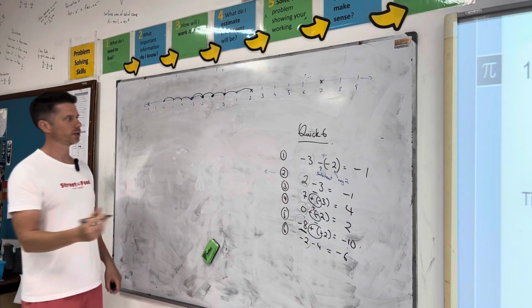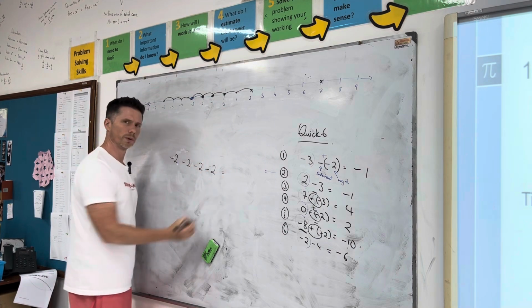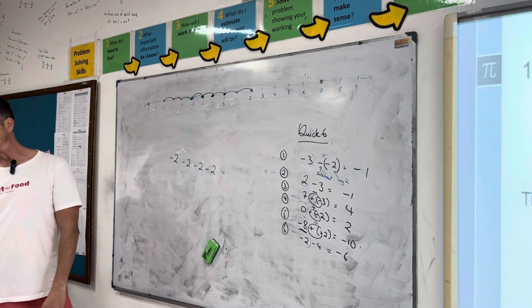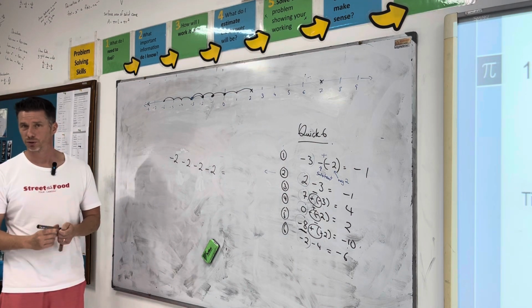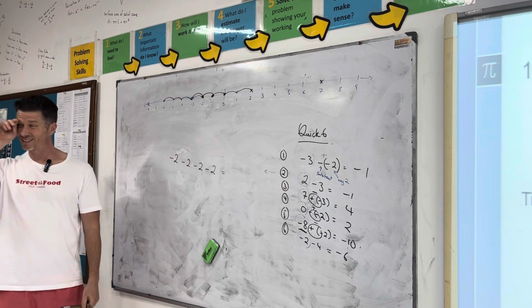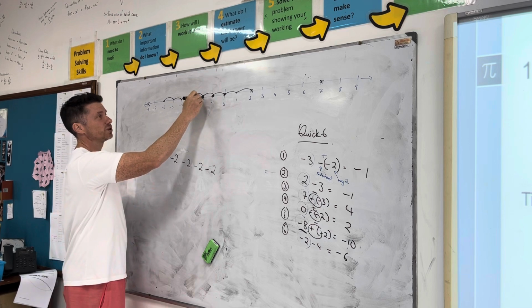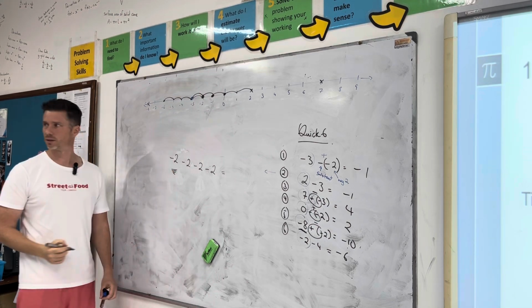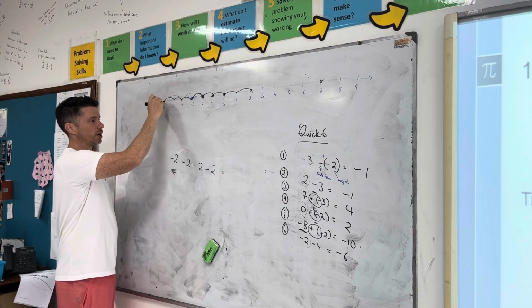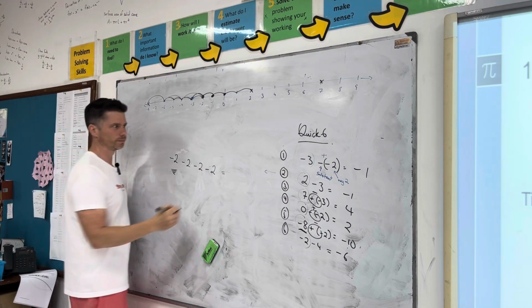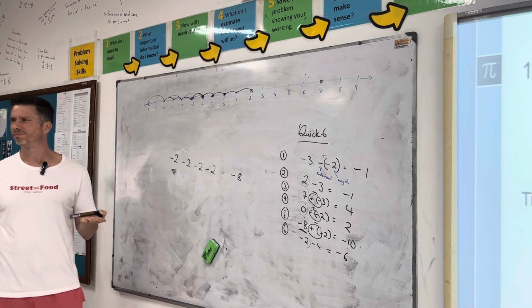So if we had something like -2, minus a 2, minus another 2, minus another 2, what answer would that give? -8? -6, -8? Where do we start? We start at -2 here. This is our starting point. And we subtract 2. We subtract another 2, and we subtract another 2. End up at -8.